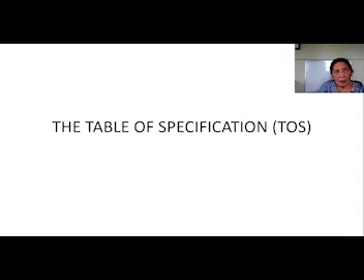Before you can present your periodical test or quarterly test, whatever you call it, you will be asked by your department chair or your principal to submit your table of specification, well, together with the exam sometimes. Sometimes it is submitted in advance. So you have to learn how to prepare this.